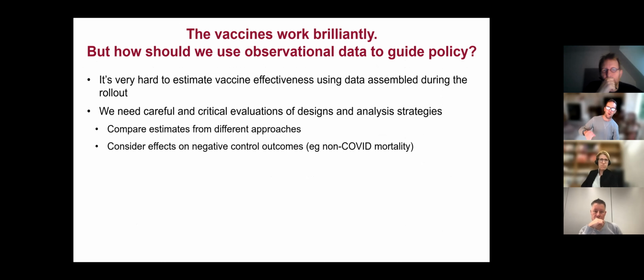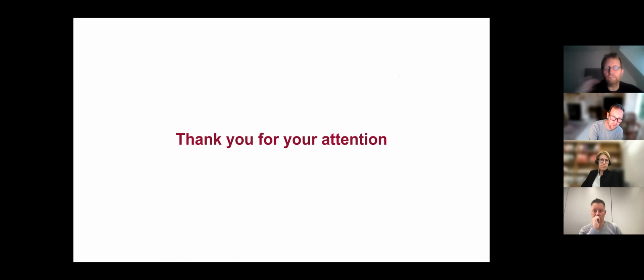So the vaccines work brilliantly, but there are really difficult issues in using observational data to guide policy. It's very hard to estimate vaccine effectiveness in the rollout, and we need careful and critical evaluations of designs and analysis strategies, comparing estimates from different approaches. And I think considering effects on negative control outcomes, such as non-COVID mortality, hasn't been done enough and should be done so that we can understand whether our estimates are plausible. Thanks for your attention.